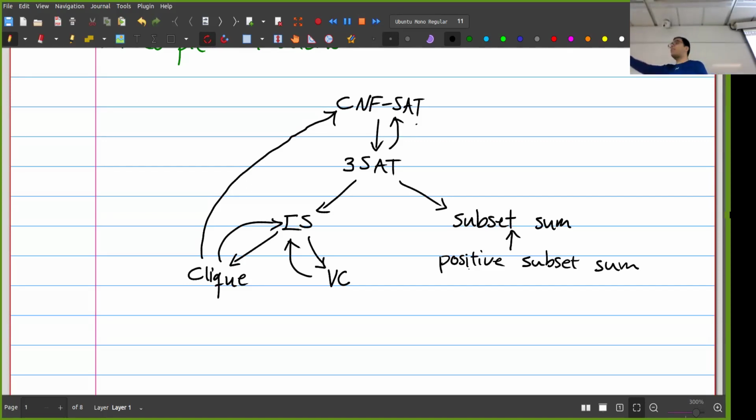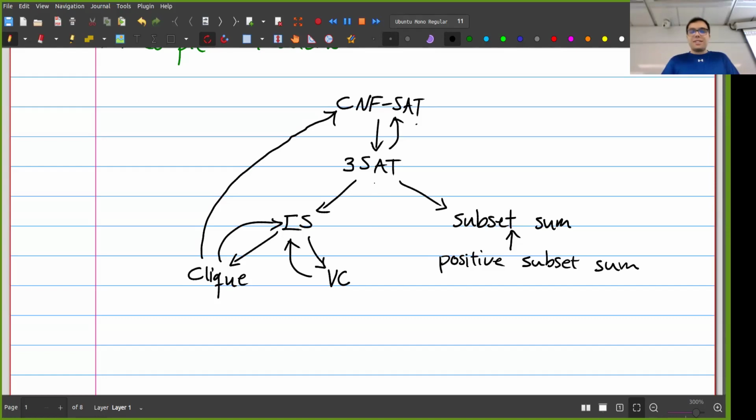When a problem is a special case of the other one, it's like if I have a solution for subset sum, I already have a solution for positive subset sum. And my reduction is just take any instance and use the same instance. But if I want to show that positive subset sum is also NP hard, I have to find a reduction in the other direction. Actually, it's easier to just find a reduction directly from 3-SAT.